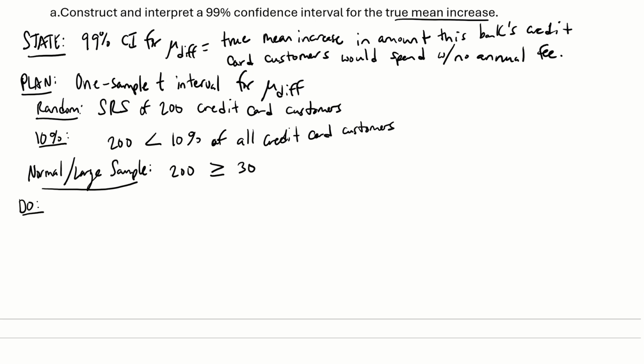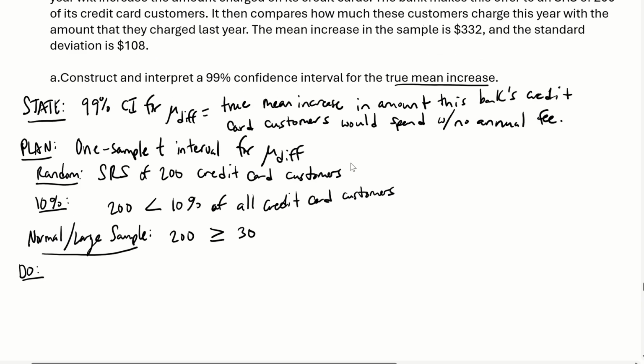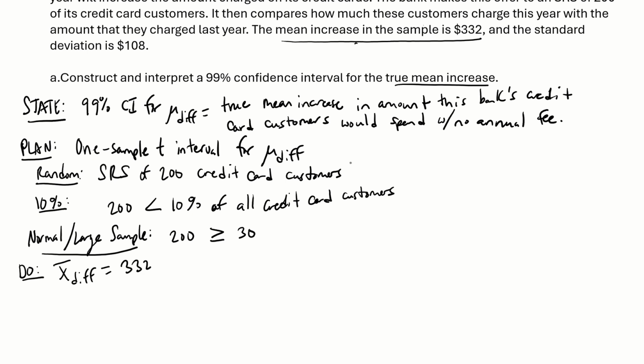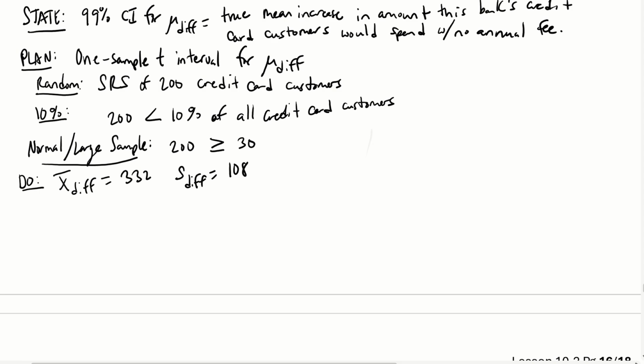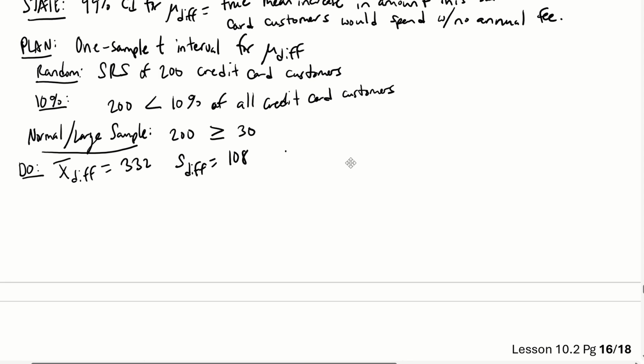Okay, so now, did they give us the x-bar difference? Yeah, it says the mean increase in the sample is $332. So the x-bar difference is 332. The standard deviation of the difference is 108. Okay, and we know that the df is equal to 200 minus 1, or 199, right?